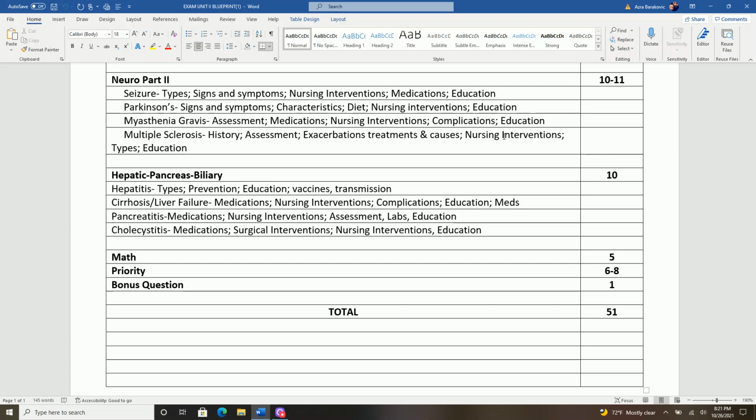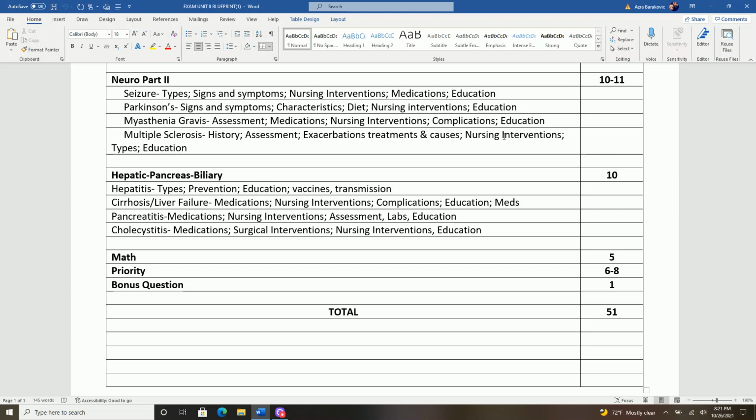Those are going to be big ones, because you will have, I believe it looks like, 6 to 8 priority questions. Off the top of my head I can't really remember the exact number, but it's a smattering of all of these things: hepatobiliary, seizures, Parkinson's, myasthenia gravis, all of the components. So make sure you know those well. Okay. Neuro part 2. So seizures.